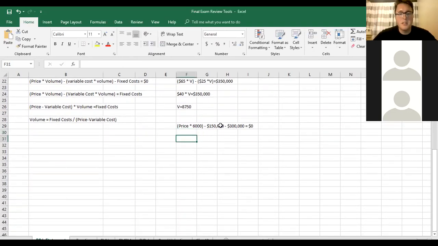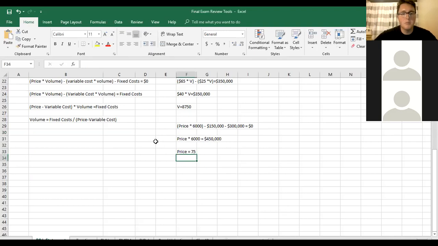So then when I'm solving, I just need to add both of these numbers over. If I do that, and I'm going to skip a step here, I'm not going to do it step by step, I'm going to have my price times 6,000 equals, and if I add that 150 over and then that 300,000 over, I'm going to have $450,000. And then divide both sides by that 6,000, and the price that I need to set at this volume is 450,000 divided by 6,000. That gives me $75.